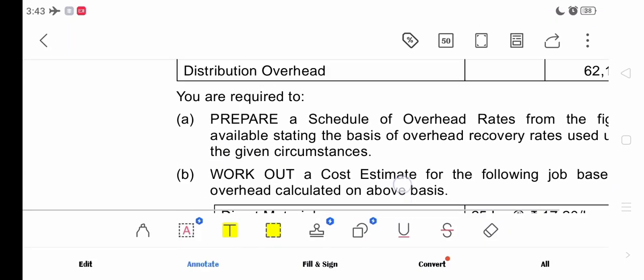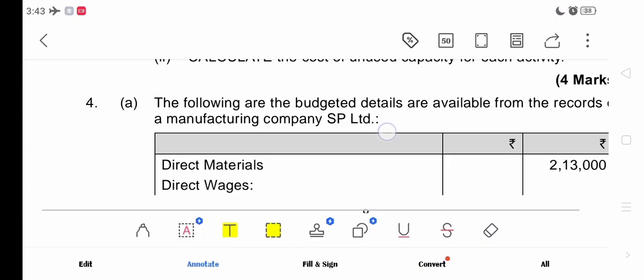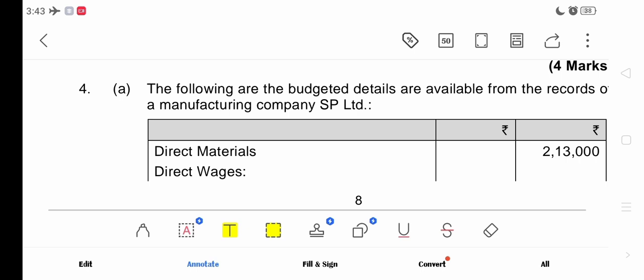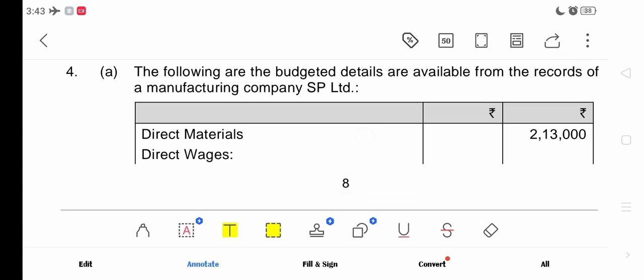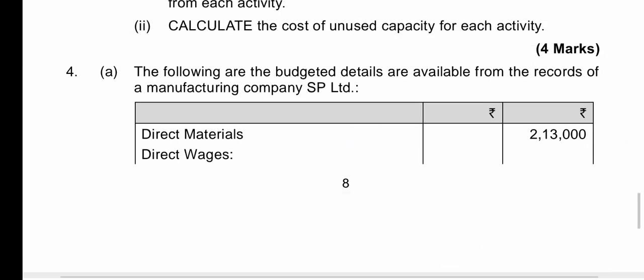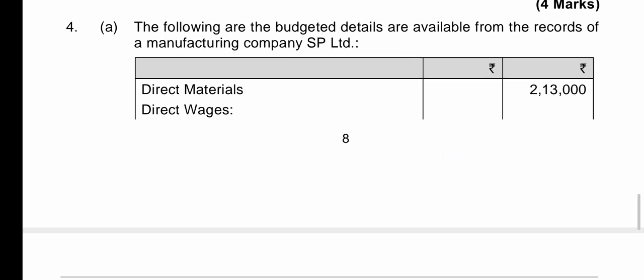Hello guys, welcome back. So now I'm going to explain fourth question part A of this question in this video. So let's see. The following are the budgeted details available from the records of a manufacturing company, SP Limited. So they have given some information.